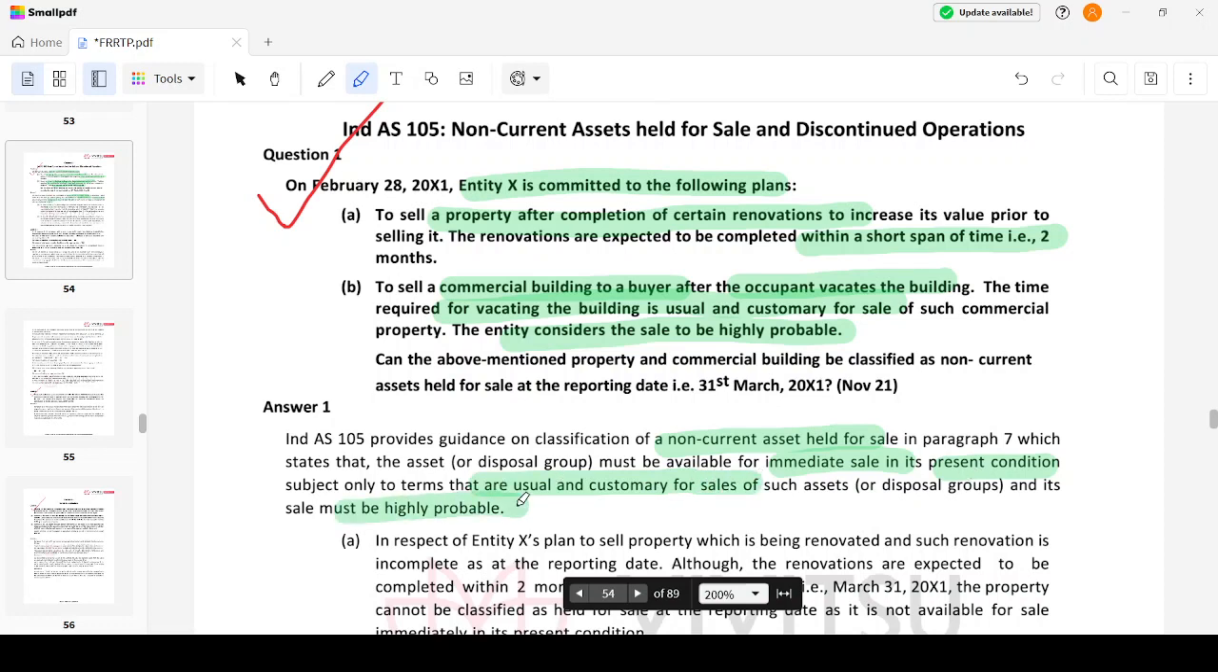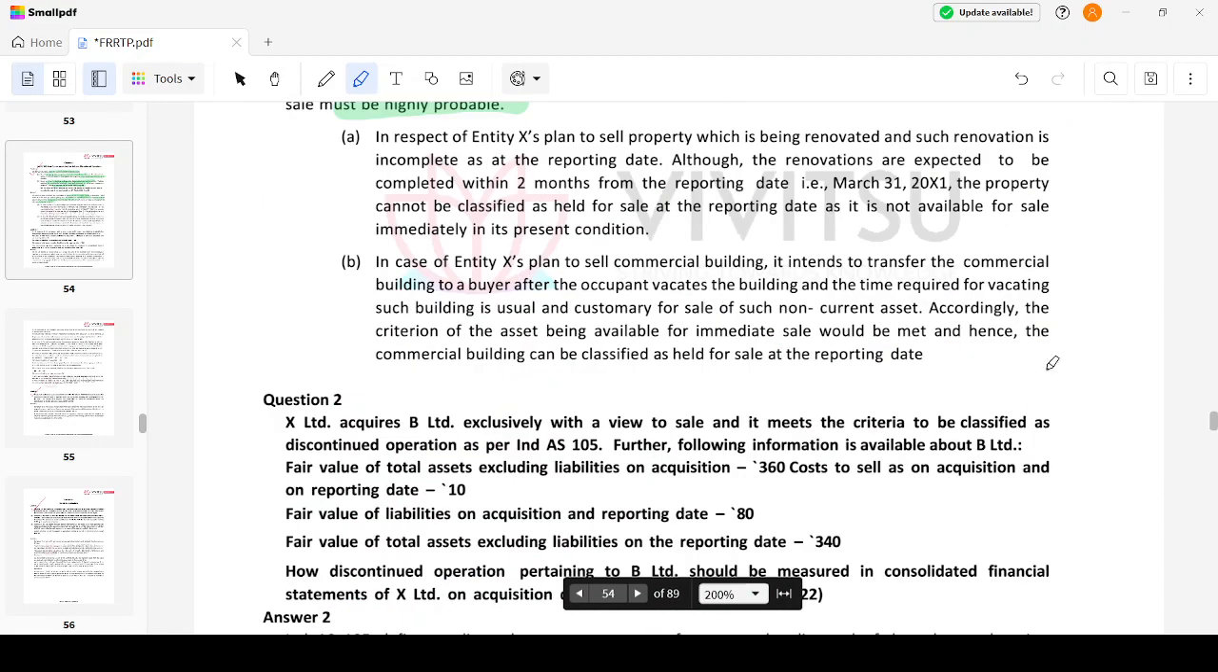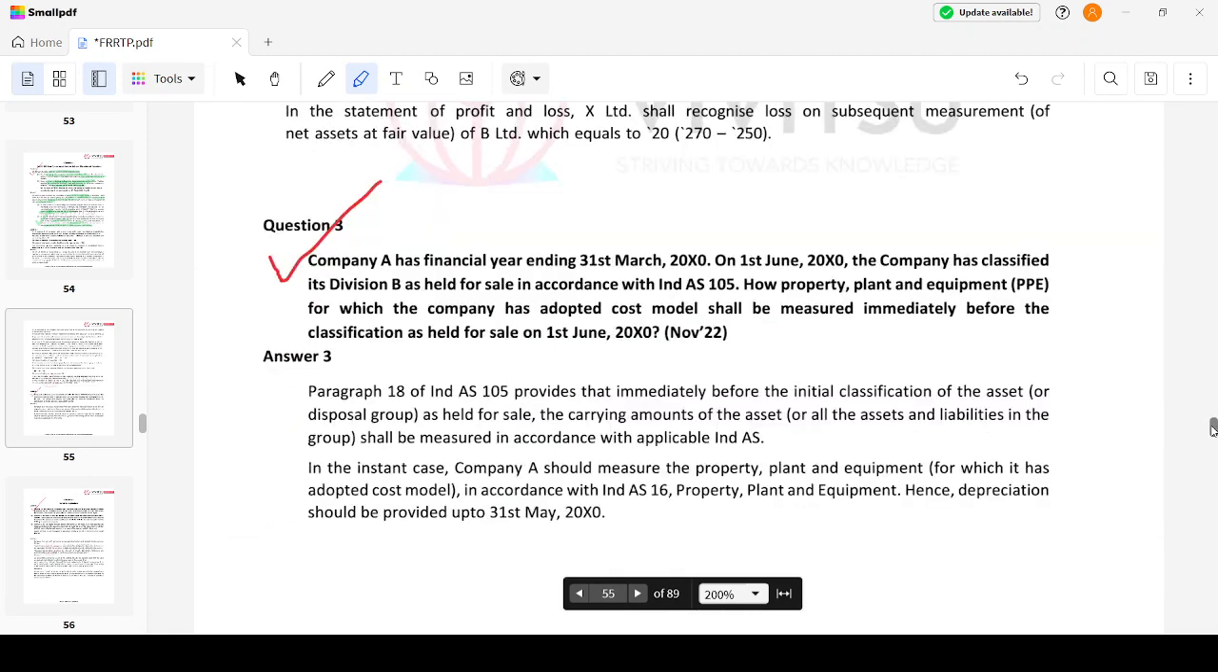Okay, in the first case, I'm going to sell it after the renovation. That means it's not currently ready for sale. All the renovations are expected to be completed within 2 months. But because the reporting date comes in between, the same cannot be classified as held for sale. In case of the B, it is only that it is usual and customary, and that's why I'm going to make it ready for immediate sale, and it will be shown as held for sale at the reporting date. Okay, then let's move on. Second one is very simple. I think that can be managed, and the third one we will do.